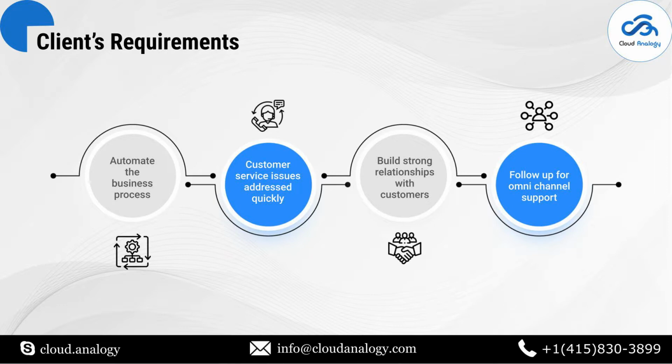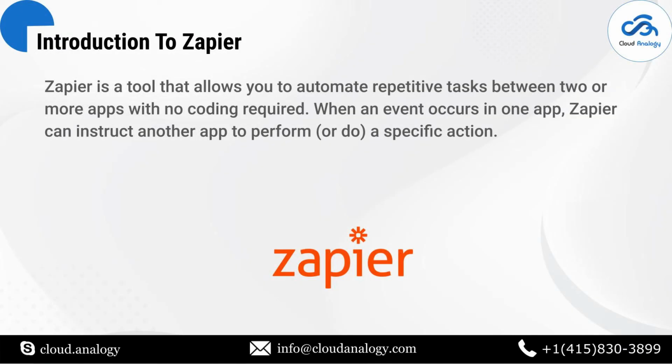Before moving on to the project, let me give you a brief about Zapier. So, Zapier is a tool that allows you to automate repetitive tasks between two or more apps with no coding required. When an event occurs in one app, Zapier can instruct another app to perform a specific action.